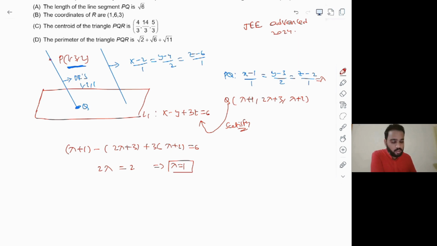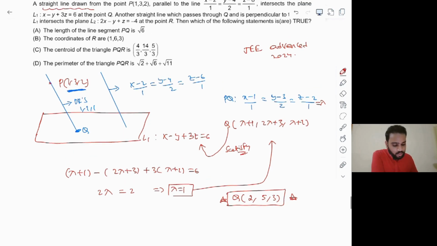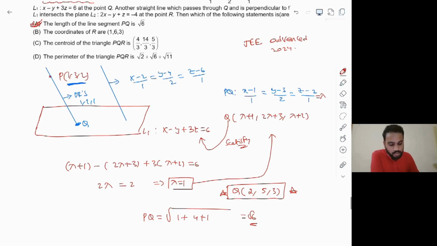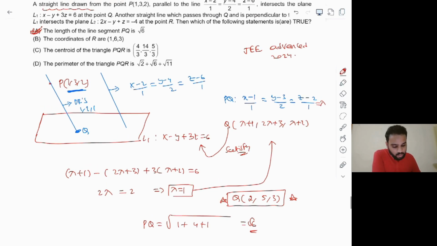Okay, solving part, you can do it, right? Then we can take this value of lambda back and substitute to get the point Q here. So finally, you're going to get the point Q as (2, 5, 3). So you have the point Q with you, and based on this point Q, you can directly check option A here. Option A is what? We just need to find the distance PQ, right? I think you know how to do this one. Distance PQ is equal to square root of 1 plus 4 plus 1, which is equal to square root of 6, which means option A is going to be correct.